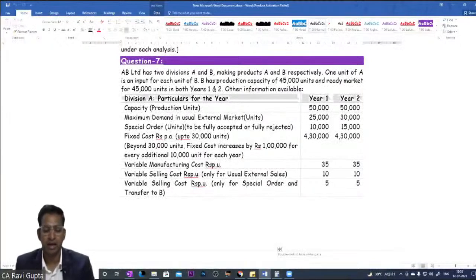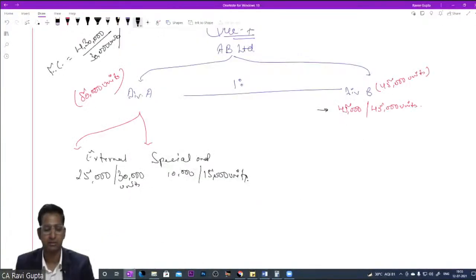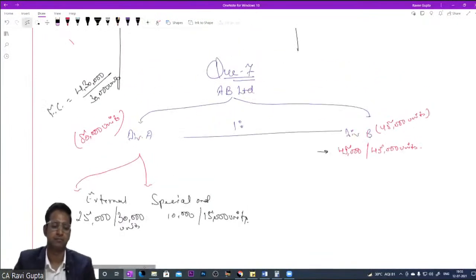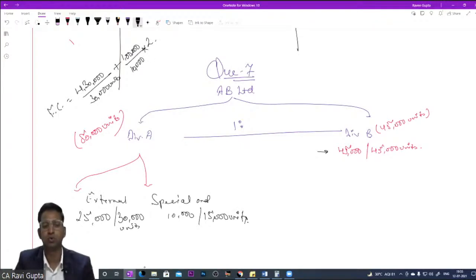So we have the capacity of 50,000 units. So you can calculate your fixed cost as 4,30,000 plus 1 lakh for every 10,000 units into 2. That is 2 lakh, so it will be a total of 6,30,000 rupees fixed cost.